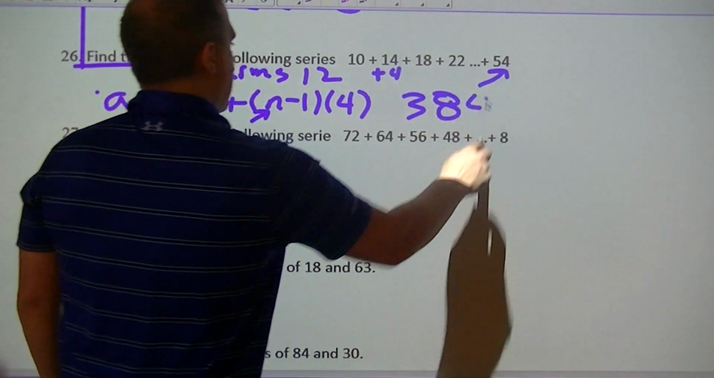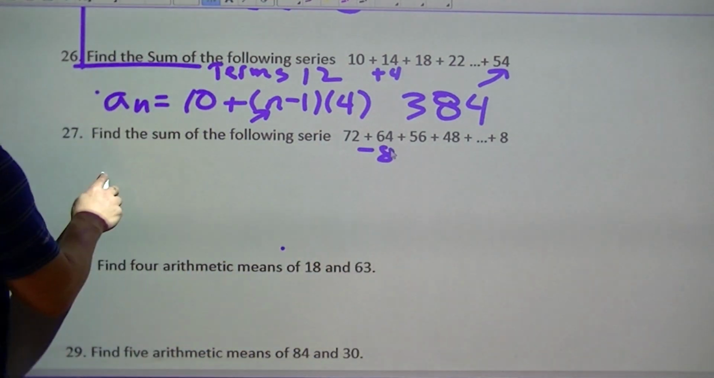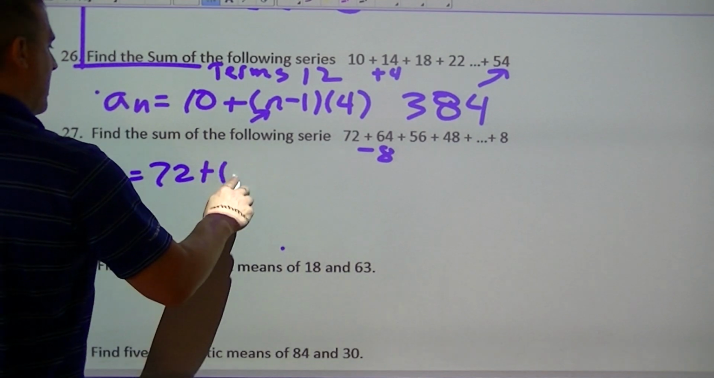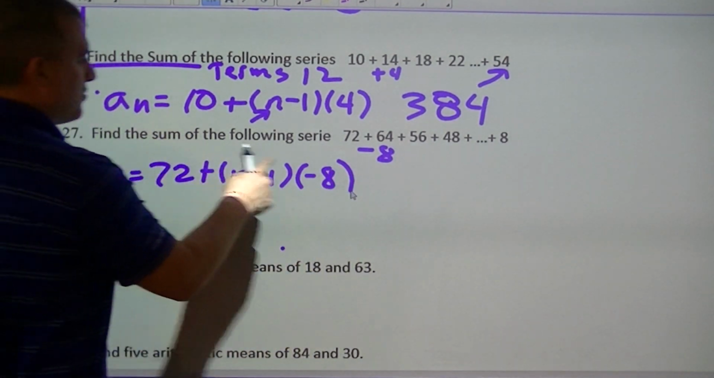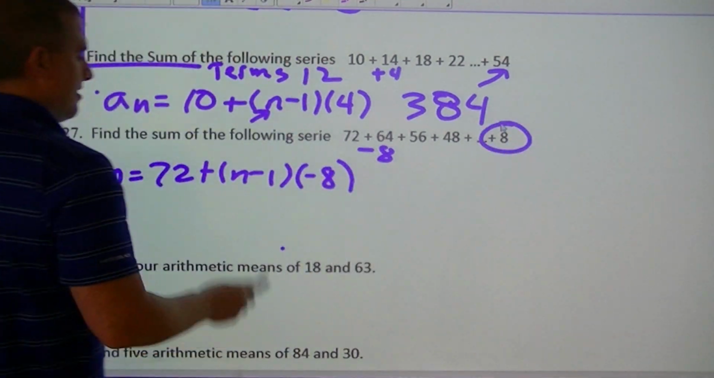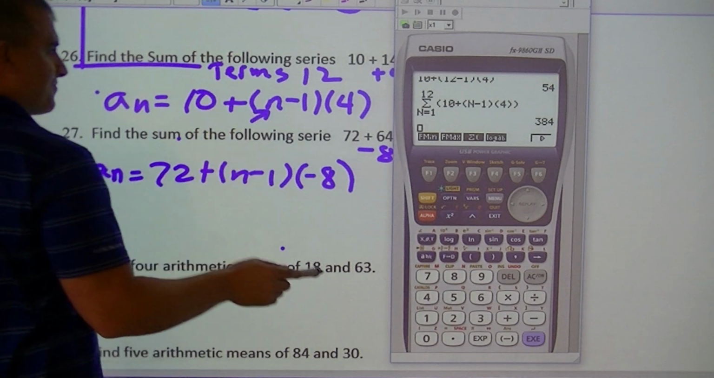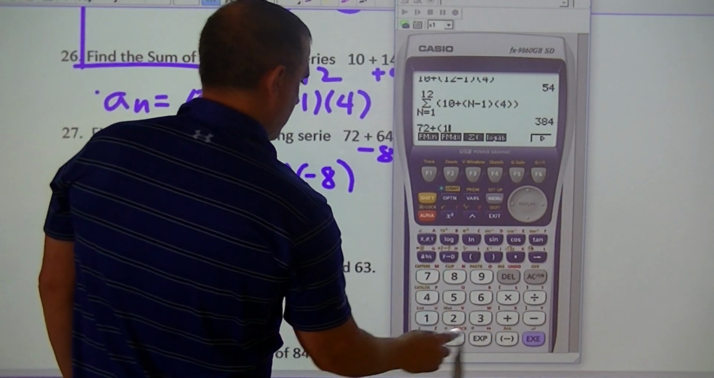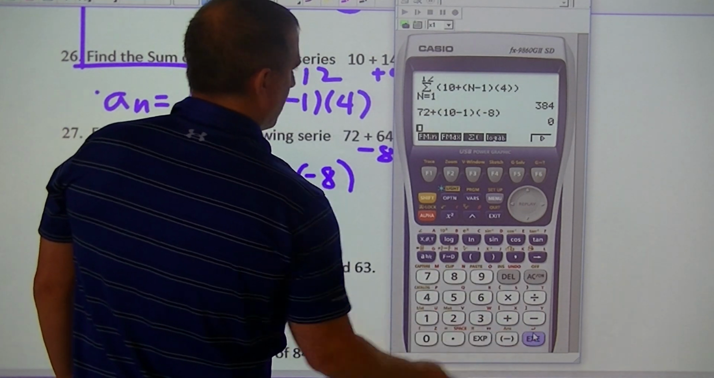Now, same thing on this one. The pattern here, though, is -8. So my formula would be a_n equals 72 plus n minus 1, and then -8. Now, what I want to do is substitute in and get 8. That's got to be the number of terms, because I don't have that. So let's try 10. I like using 10 to start with. It's usually a pretty good barometer.